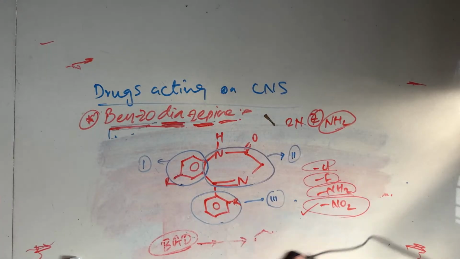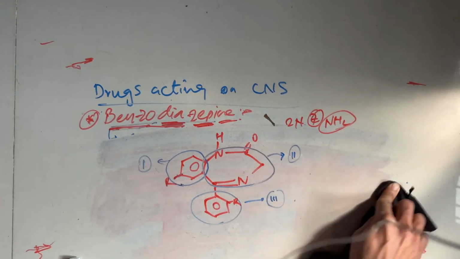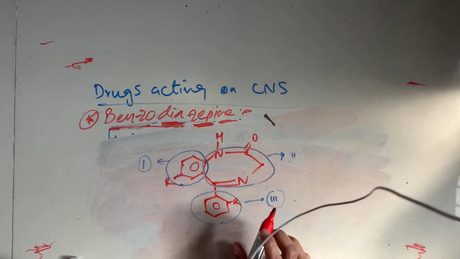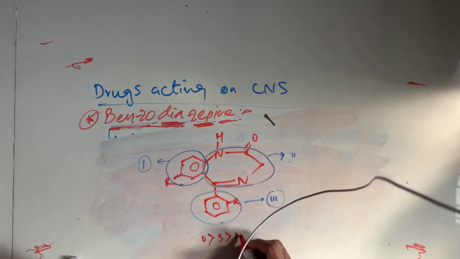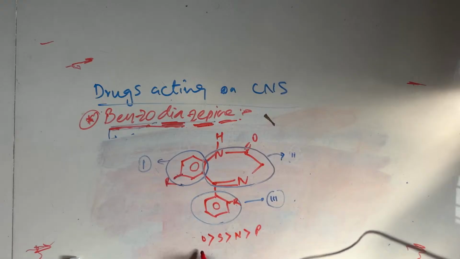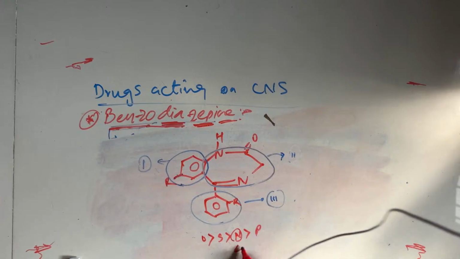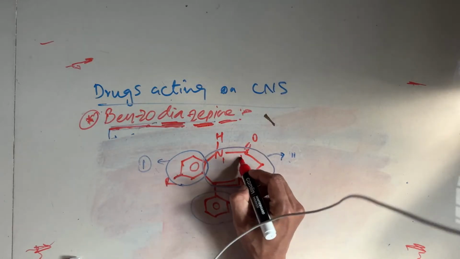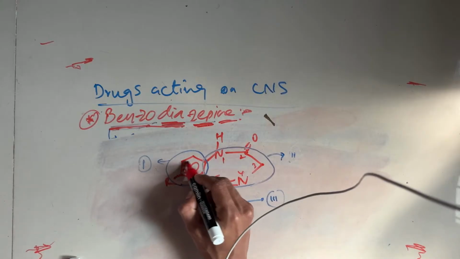Now we will see the structure and what are the modifications. So simply you can say the SAR, structure activity relationship of benzodiazepine. So this is the general structure. Now in the ring A, first of all we need to number. Start numbering from nitrogen. Why? According to O, S, N, P: oxygen is having the most priority, then sulfur, then nitrogen, then phosphorus. So here nitrogen is present, then carbon is present. So nitrogen is having more priority to start numbering from. So 1, 2, 3, 4, 5, then 6, 7, 8, 9.